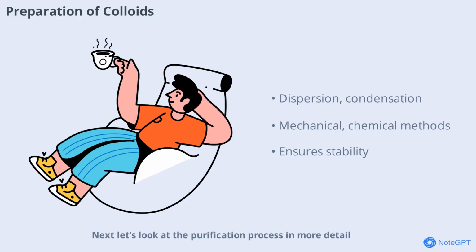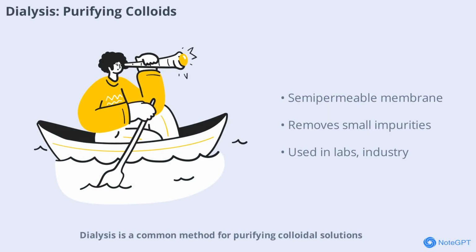Next, let's look at the purification process in more detail. Dialysis is a common method for purifying colloidal solutions. It uses a semipermeable membrane to separate small impurities from colloidal particles. The membrane allows ions and small molecules to pass through while retaining the larger colloidal particles. Dialysis is widely used in laboratories and industry to obtain pure colloidal systems. This process is essential for research and product development.